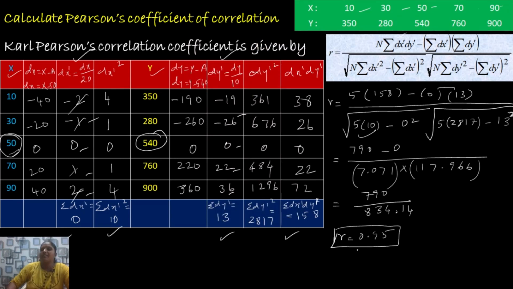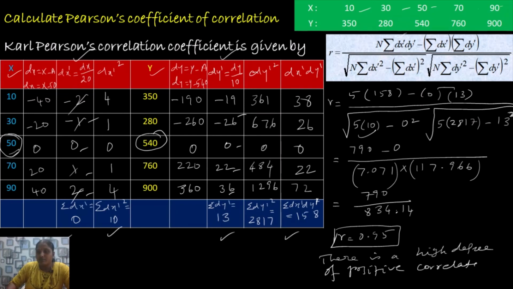So based on the value of r, our conclusion is there is a high degree of positive correlation between X and Y. So based on this value, there exists a high degree of positive correlation between the two variables. That means there exists a strong relationship between the two variables X and Y.